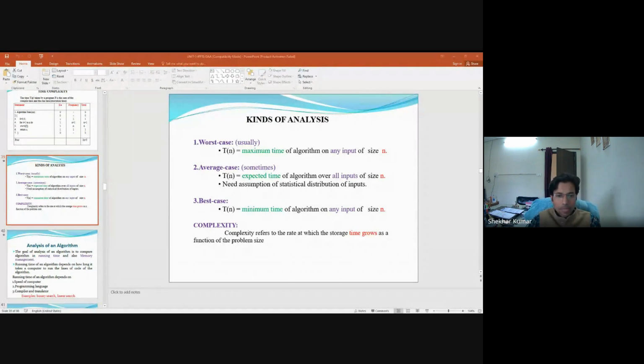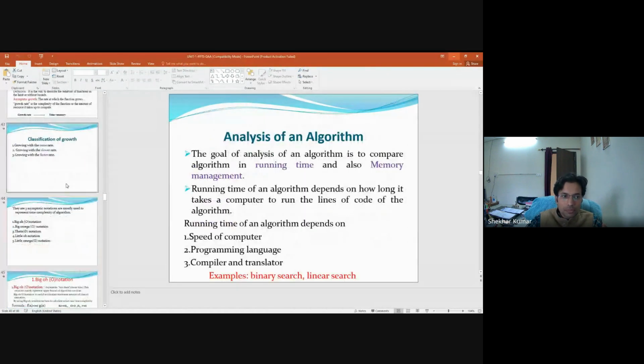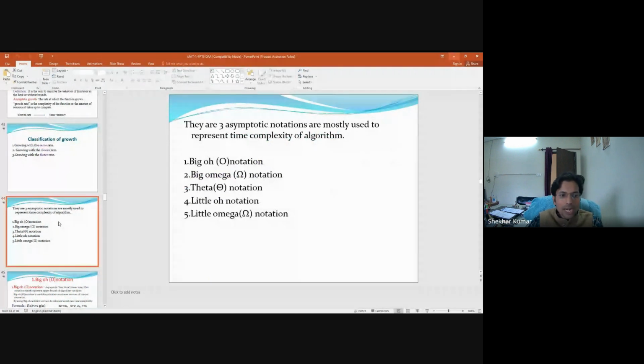Okay, the notations. Notations are used to check the performance analysis of any algorithm. There are a total of 5 notations, which are commonly used in performance analysis and to characterize the complexity of an algorithm. These are big O, big omega, theta, little o and little omega.